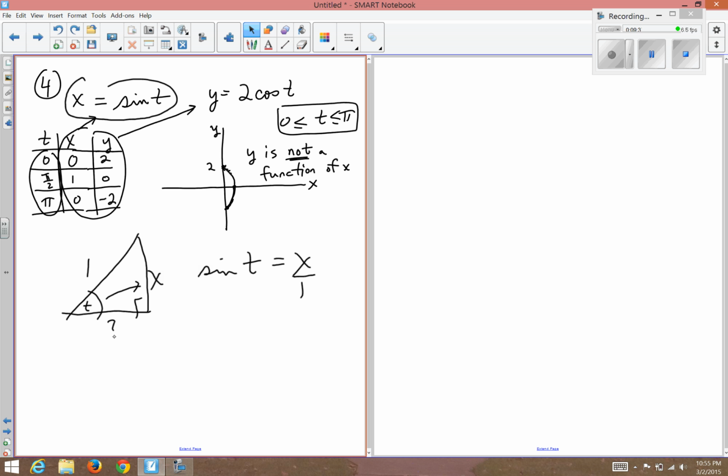This horizontal side squared plus this vertical side squared is equal to hypotenuse squared. So the question mark squared equals 1 minus x squared. And the exact side of the triangle is the square root of 1 minus x squared.